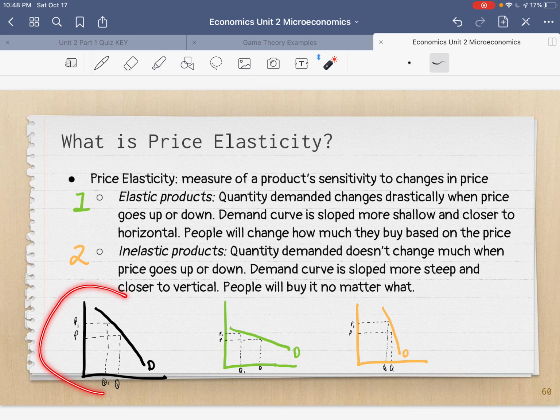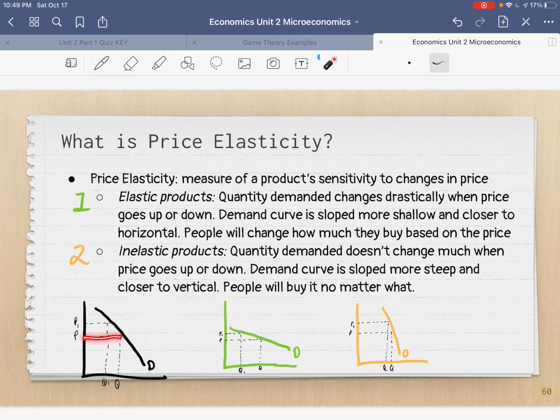Here is an original demand curve right here. Kind of what we've been learning, where it's almost always at a 45-degree angle. And I know we call it a curve even though it's a straight line. We've talked about that in class before and why we do that. So here's the original demand curve. An elastic demand curve, as you can see right here, is different. It's much more shallow. It's much closer to horizontal.